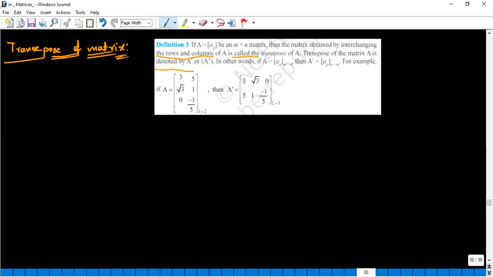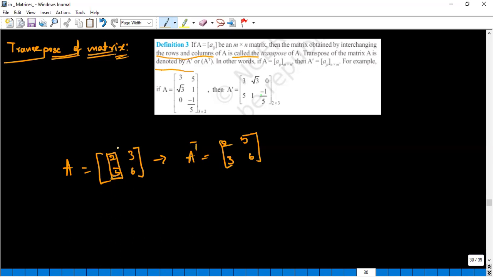And you can see one example. Let us take one 2 by 2 matrix: 2, 3, 5, 6. For this particular matrix, what is the transpose? A transpose will be like this: 2, 5, 3, 6. What has changed here? The first column we have written as the first row, the second column we have written as the second row. This is how we transpose a 2 by 2 matrix.